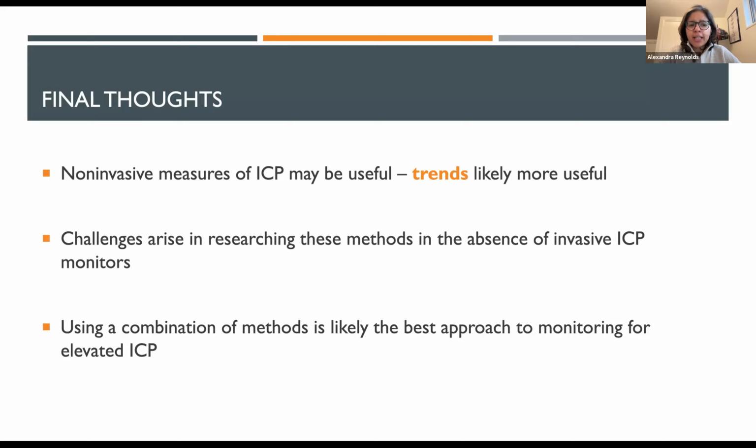And then most likely it's going to be using a combination of methods, or what I call a bundle of methods for monitoring elevated ICP. So if you're seeing 2 or 3 things going in the wrong direction, that may be a little bit more accurate than if you use only one monitor and put all your eggs in that basket, just because of the challenges and the limitations in all of those methods.